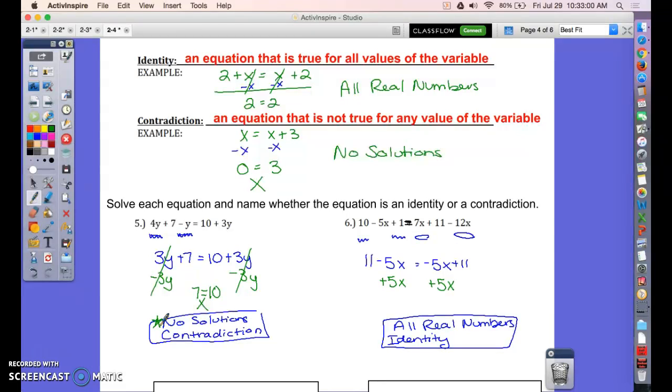If I look at number 6, combining like terms, and then adding 5x to both sides, I can see that these will cancel, and these will cancel, and I'm left with 11 equals 11. Is that true or false? Well, that's true. 11 always equals 11. Now, that doesn't mean 11 is your answer. It's one of the answers, but in fact, x could be every real number. Okay, so that's important to understand.